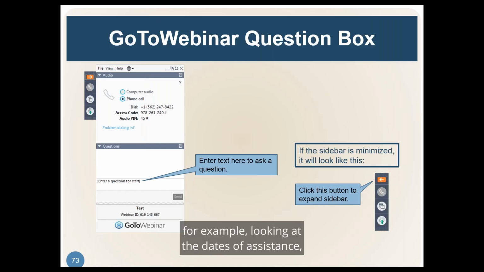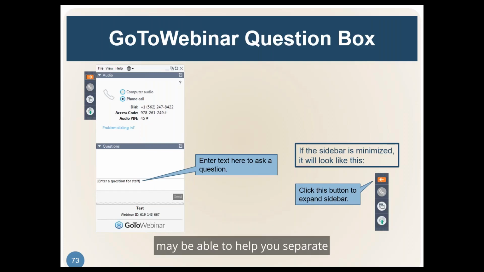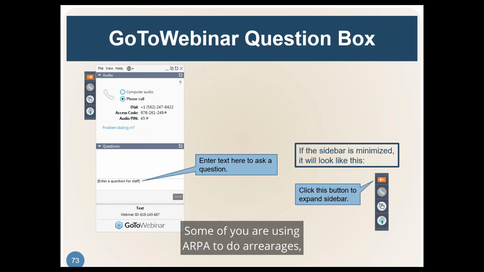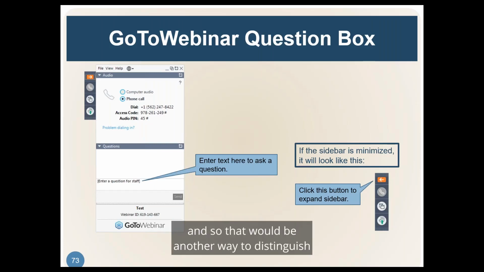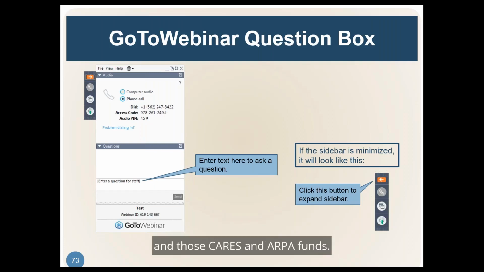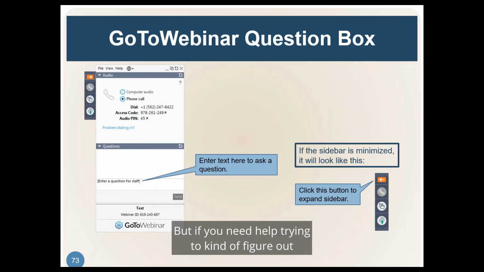For example, looking at the dates of assistance, some of you used ARPA during a set period of time or issued supplemental benefits on a set date or dates. And so being able to go in and look at the date range may be able to help you separate those CARES or ARPA funds out separately. Another way is to look at benefit amounts. Many of you issued a supplemental benefit that was a kind of standard amount, or one uniform amount. Some of you are using ARPA to do arrearages, for example, that are well above your normal benefit levels, and so that would be another way to distinguish between your regular LIHEAP assistance and those CARES and ARPA funds. But if you need help trying to figure out how to count households that you may not have tracked as well as you would have liked to, please reach out and we'll help you think through that.